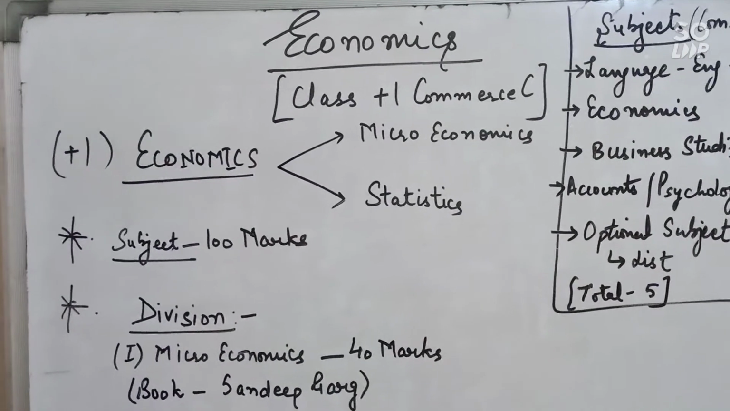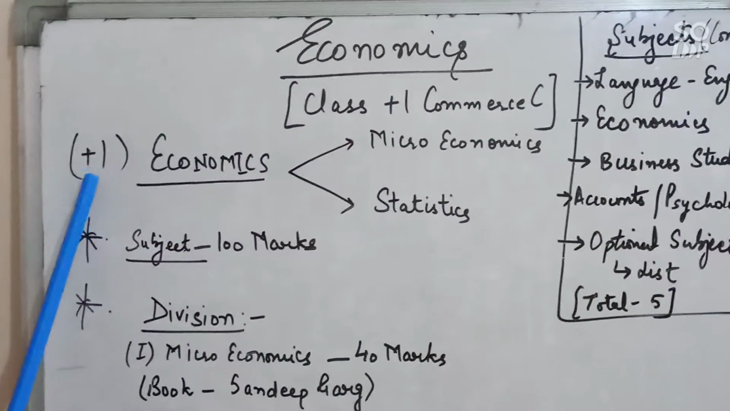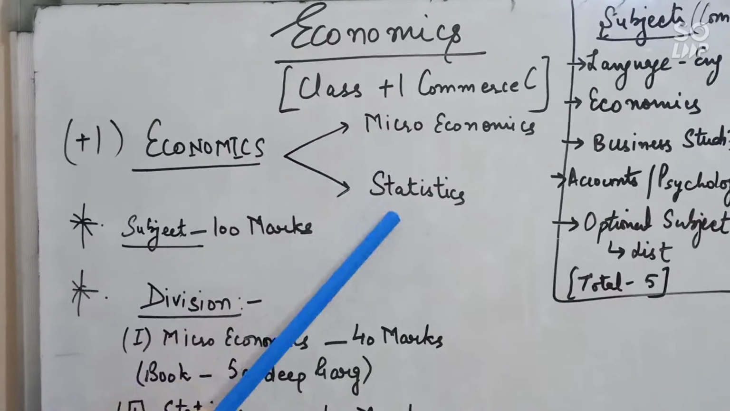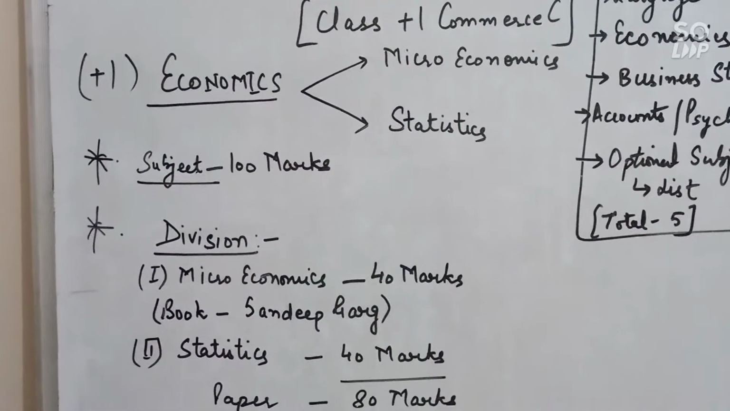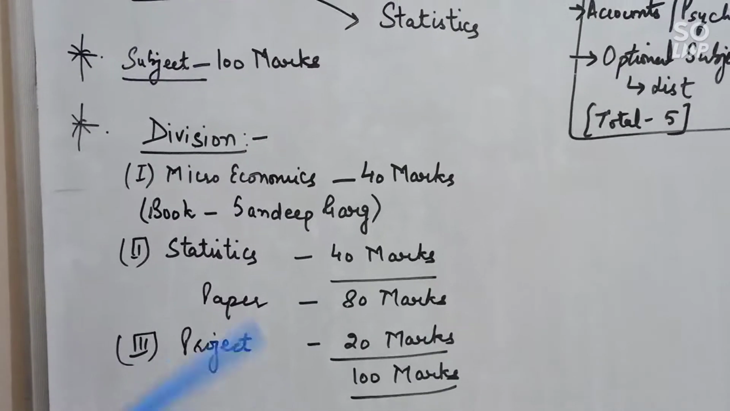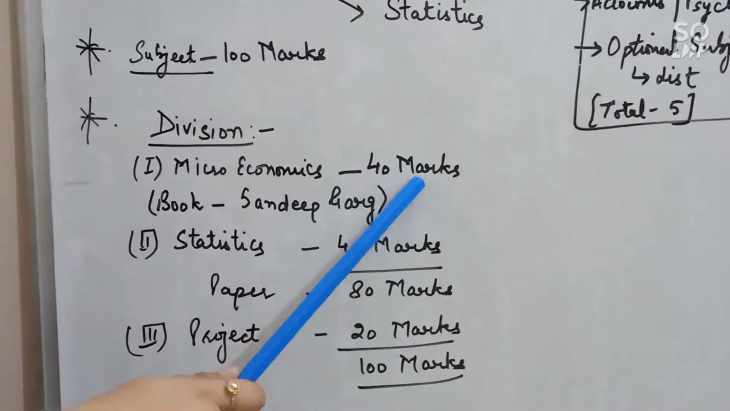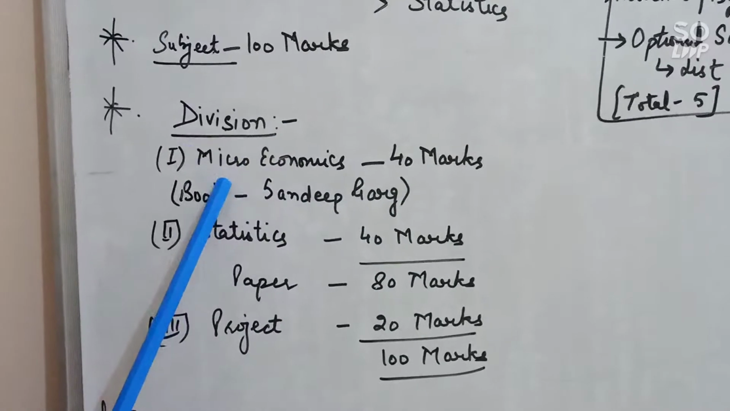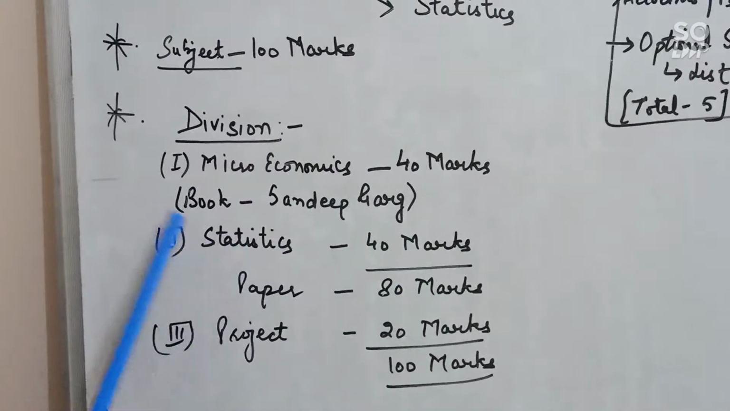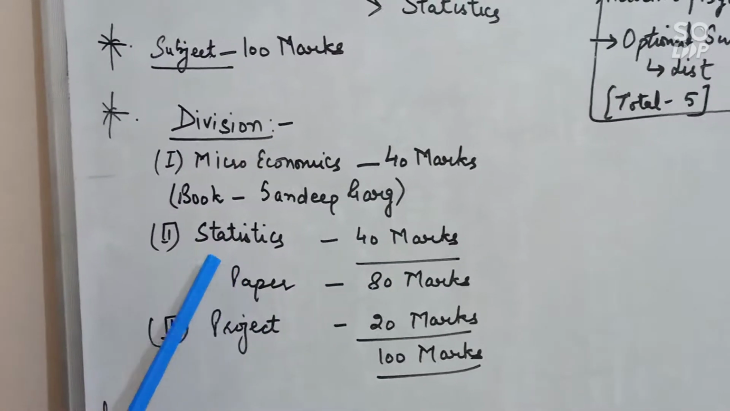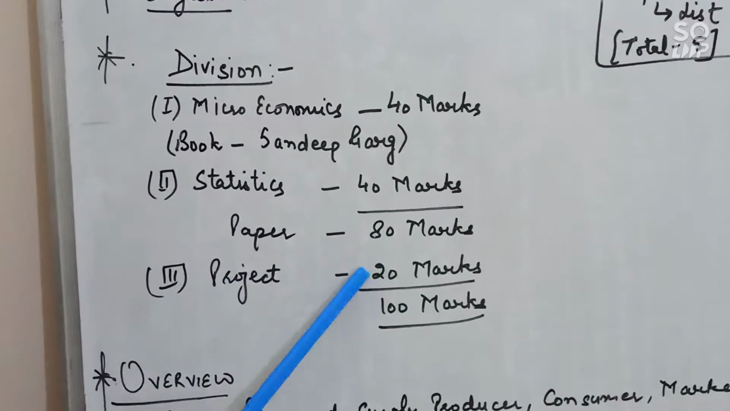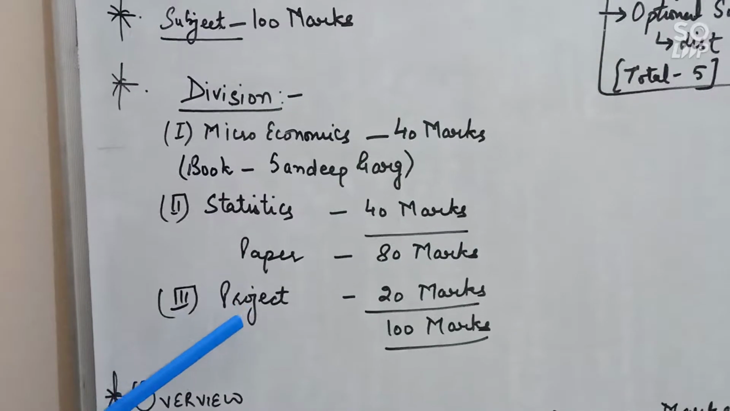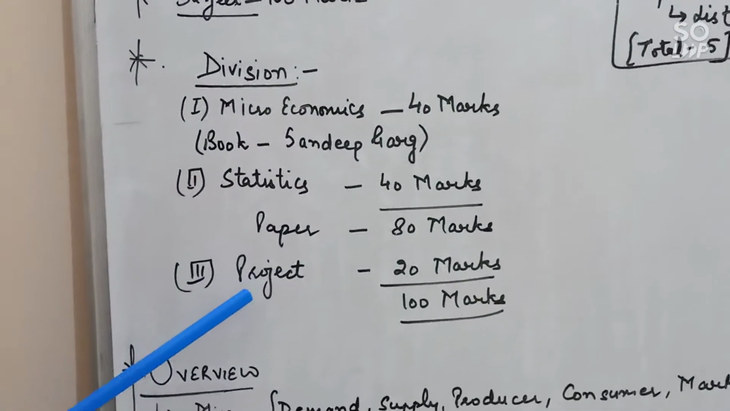So now let's discuss economics. In plus 1 economics, we have 2 books, microeconomics and statistics. This subject is of 100 marks. Let's see the division of this 100. 40 marks you will get paper from micro, 40 marks from statistics. It means the total final paper you will get is of 80 marks, and 20 marks is for your project. Project I'll discuss with you later on in the class.